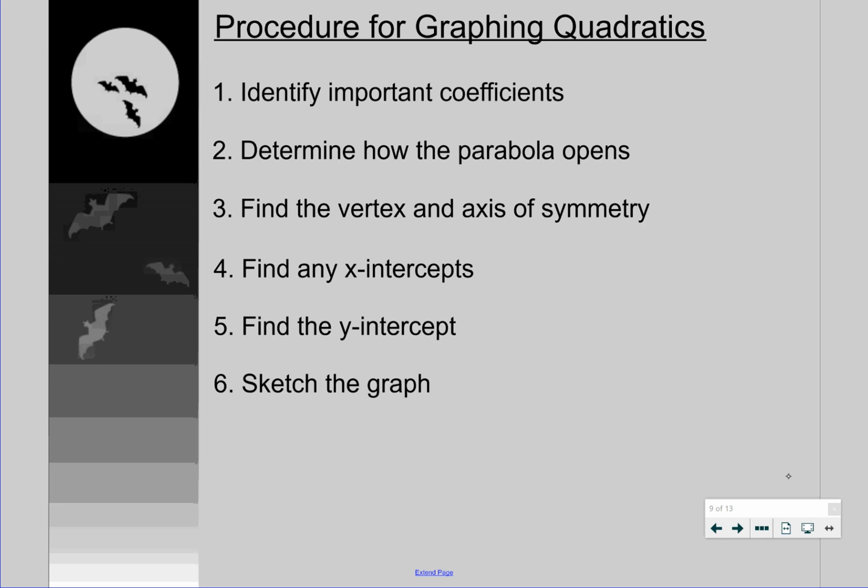Now, do you need all of those things to get a graph? Probably not. At minimum, you need a vertex and you need a point on either side of the vertex, and that would give you a nice picture of a parabola. But many of your homework problems when we get to tests and quizzes are going to ask for all these pieces, so we're going to practice getting all of them.